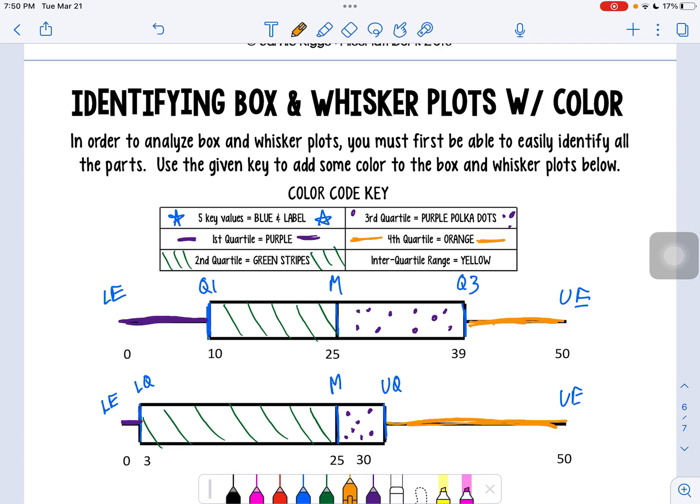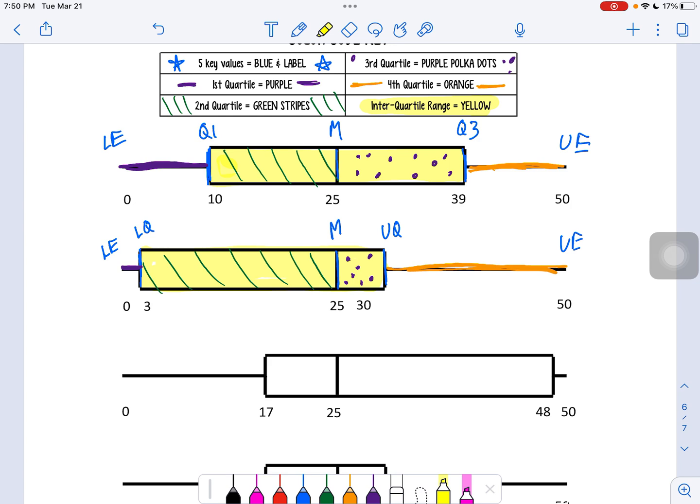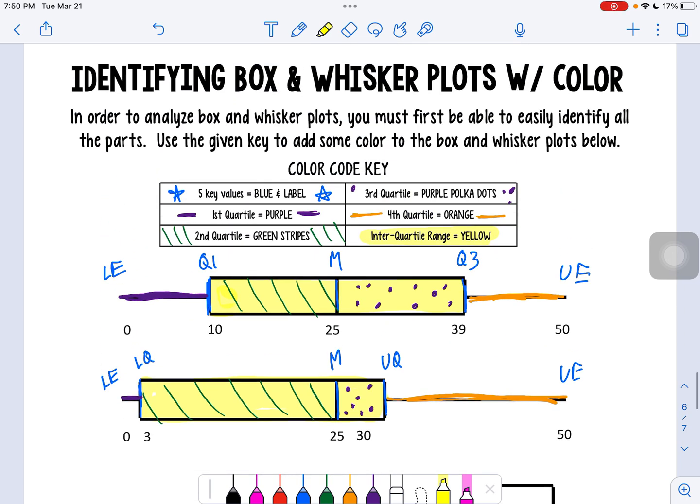And last but not least, we're going to label the interquartile range. Both of the quartiles, the middle half of the data is inside the box, and that's your interquartile range. So I've done all the coloring and labeling on these first 2. I'd like for you to do it on at least 2 more of these. You can label all the things in blue like I did and then do all the colors. So go through the key and do that for at least 2 more of these just to practice labeling them.